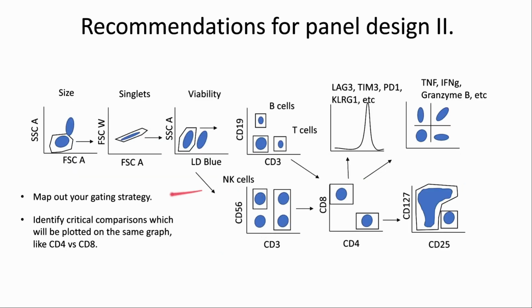Next, I would recommend that users outline a gating strategy for their experiment in order to identify which critical comparisons are going to be made and which markers are going to be plotted against each other on the same graph. In this case, we have a sizing gate to begin our gating strategy, which is forward scatter by side scatter. This leads into a singlet gate, which is then followed by a viability gate. Viable cells are then phenotyped according to their surface markers, including CD3 for T cells or CD19 for B cells.